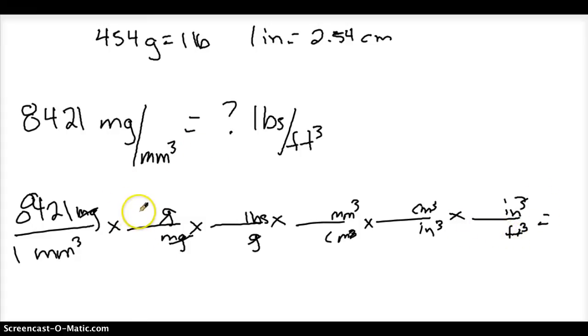All right, so grams to milligrams, you know that for every 1 gram, there are 1,000 milligrams. Okay, pounds to grams, 454 grams for every 1 pound. All right, so this is what's a little tricky, so I'm going to write it up here.